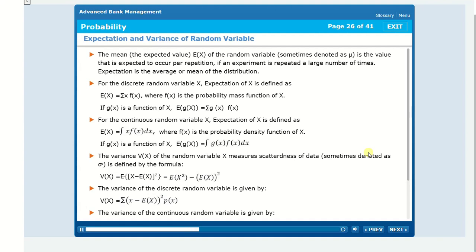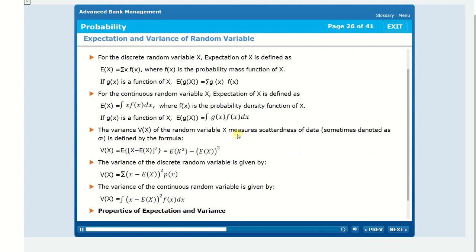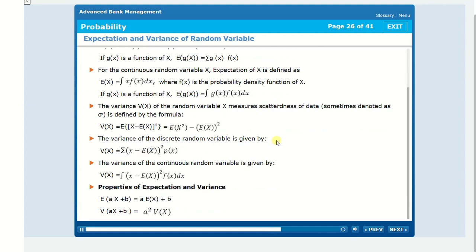If g of x is a function of x, E of g of x equals the sum of g of x f of x. For the continuous random variable x, expectation of x is defined as E of x equal to the integral, where f of x is the probability density function of x. If g of x is a function of x, E of g of x is defined similarly. The variance V of x of the random variable x measures the scatteredness of data and is defined by the formula. The variance of the discrete random variable is given by the following. The variance of the continuous random variable is given by the following.